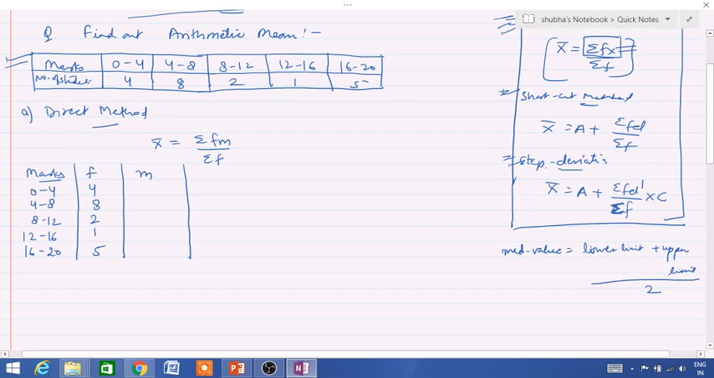That means lower limit is 0 and upper limit is 4. 0 plus 4 divided by 2, 2. 4 plus 8 is 12 divided by 2, 6. 8 plus 12 is 20 divided by 2, 10. 12 plus 16, 28 divided by 2, 14. 16 plus 20, 36 divided by 2, 18. Right? So this is the mid value. Using this mid value we can easily find out fm. Fm means multiplication of frequency and mid values. So we can write it here.